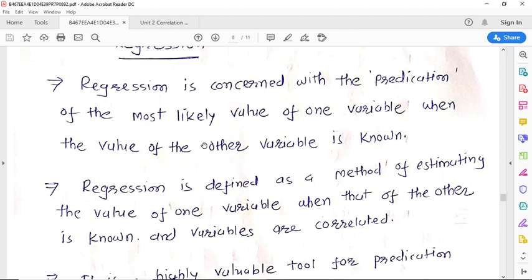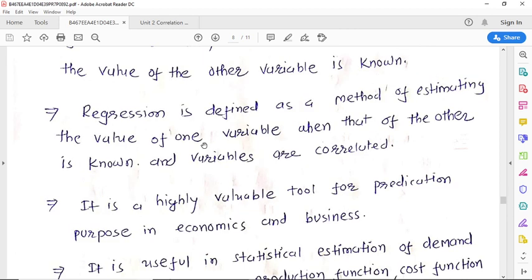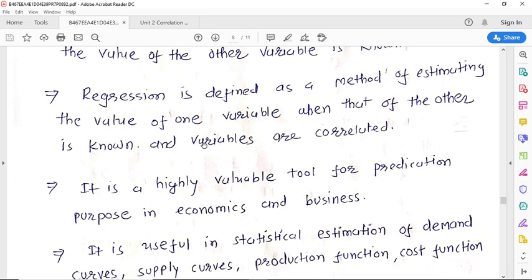Regression is defined as a method of estimating the values. So here we can estimate, we can predict the values of one variable when that of the other is known, and the variables are correlated. So that is the definition of regression. It is a highly valuable tool for prediction purposes in economics and business. It is a very valuable tool for prediction purposes in economics as well as in business. So it is a very important method.